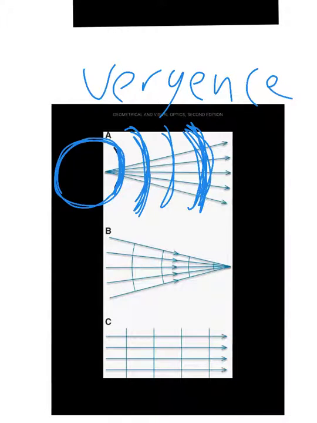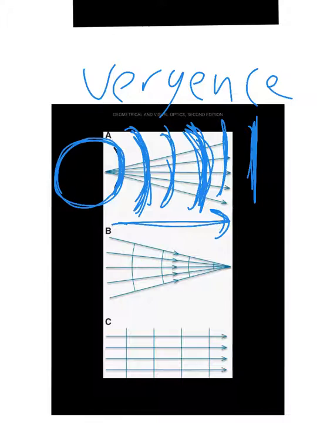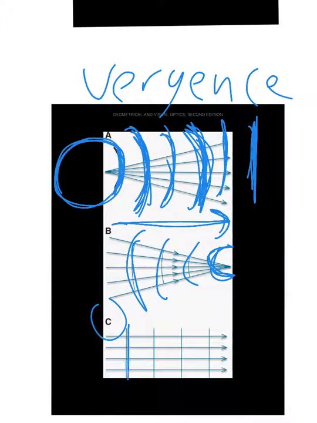You can have divergent rays. In this case, you have divergent rays, so the rays are going this way. The wavefronts are going from left to right. These wavefronts are diverging because they're getting less and less curved until they get flat. These wavefronts over here are converging, so they get more and more curved as they get closer to the point. The wavefronts in C are flat.